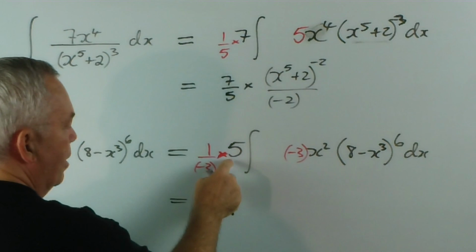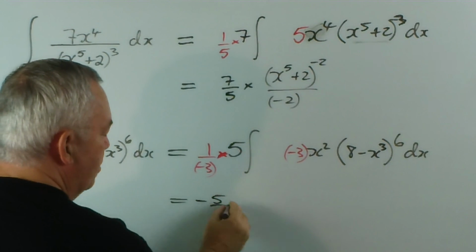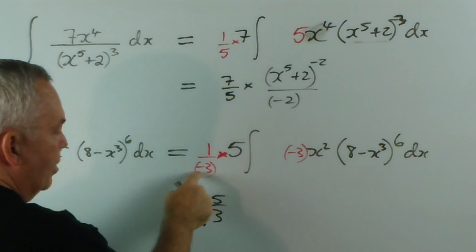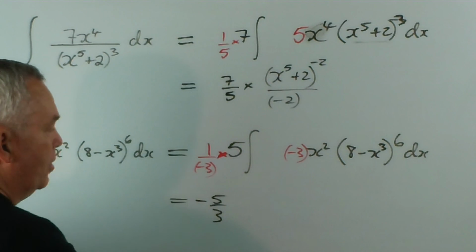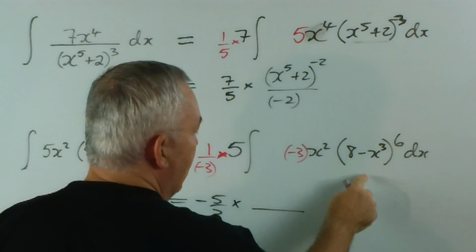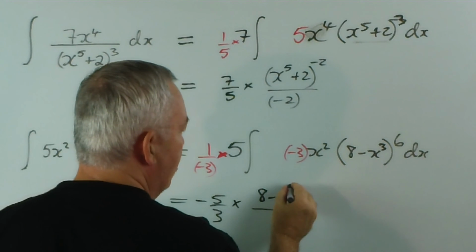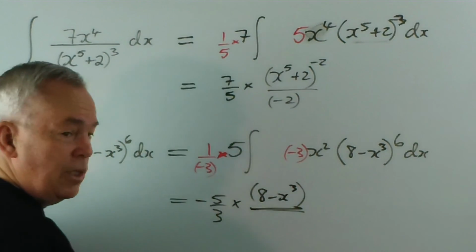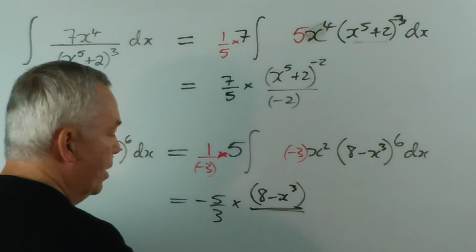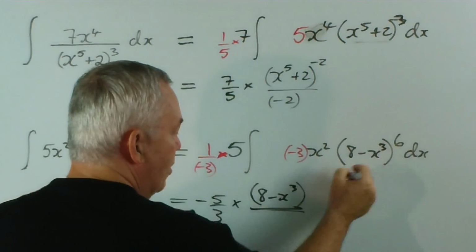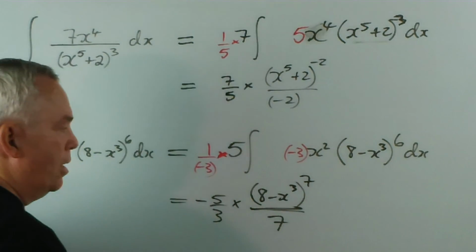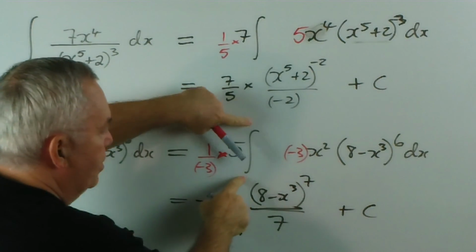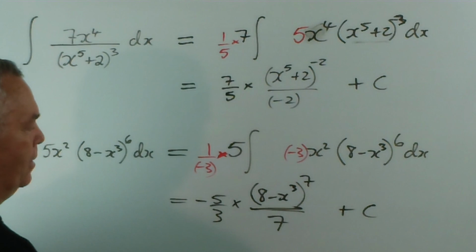This one, this would be minus 5 on 3. 5 times 1 is 5. 3 remains on the bottom, and a positive over a negative gives us a negative result. Times, and we're going to get 8 minus x cubed. I'll use parentheses. The vinculum, the bar here, actually performs the same function as parentheses, as a grouping symbol. Add 1 to the power, and we put that same number underneath. Plus a constant, of course, since there are no bounds or no limits on the integral. It's undefined.